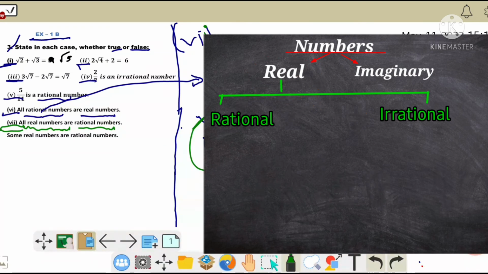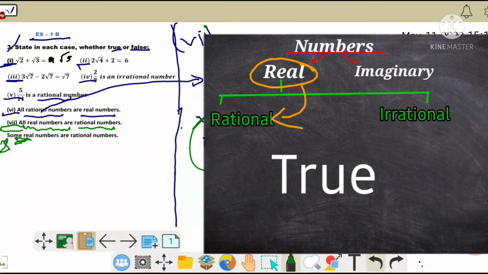In the same way, question number 8 says that some real numbers are rational. So yes, some of the real numbers are rational. So yes, it is true. So if you have a clear concept about the different categories of numbers, you can answer all of these questions easily.